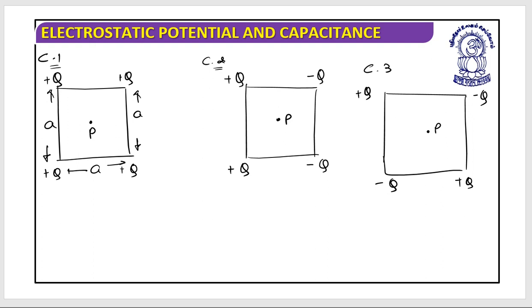Now in first case, you know that we have already found the V net. It is a non-zero value. V net not equal to zero. What would it be? It is 4kq by x. Now, what would be the electric field at point P?